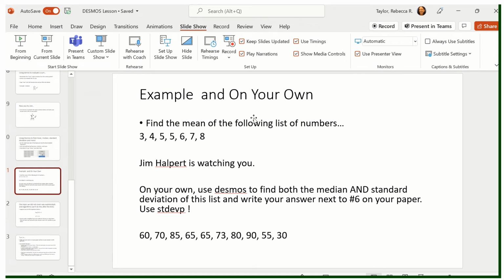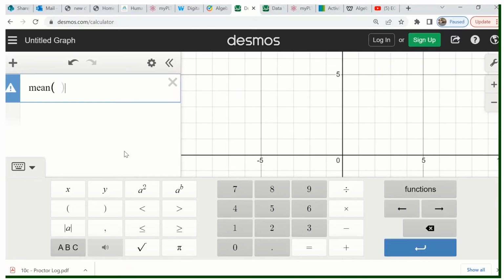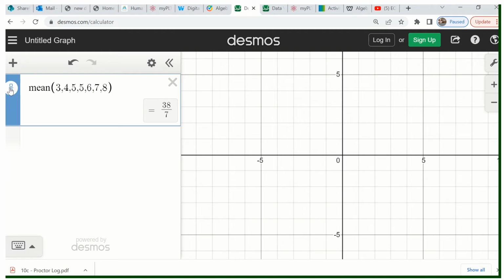So an example and on your own, it's just on the same slide. We're going to find the mean for this set of data: 3, 4, 5, 5, 6, 7, 8. So let's go ahead and type that in. We're going to put my cursor in here. 3, 4, 5, 5, 6, 7, 8. And the mean or average is 5.4. So if you need to find the average, look at that. And if you click on that, it'll give it to you as a fraction. So if you want it as a decimal or as a fraction, Desmos will change that for you.